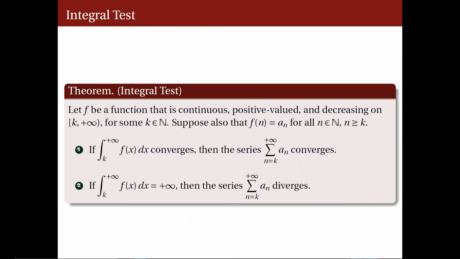Given these conditions, the following two possibilities may happen. First, if the integral from k to infinity of f of x dx converges, or in other words, has a real value, then the series summation from n equals k to infinity of a sub n converges. On the other hand, if the integral k to infinity f of x dx is equal to infinity, then the series summation n equals k to infinity of a sub n diverges.